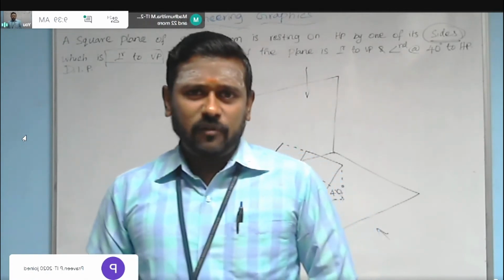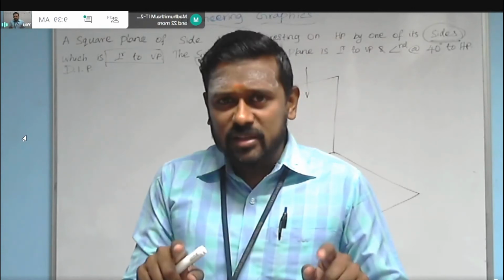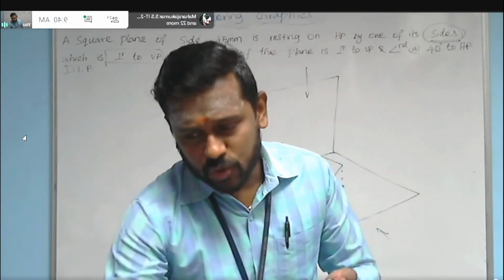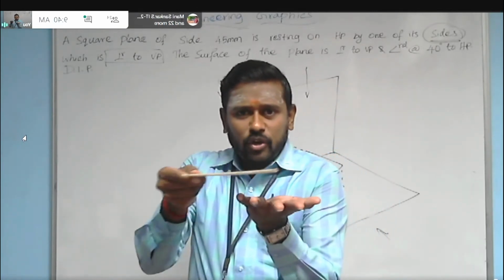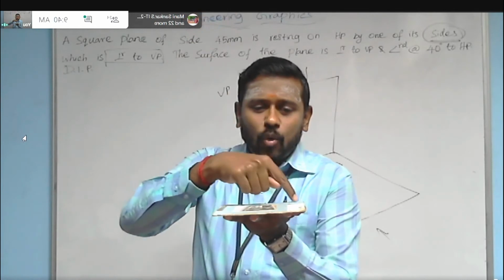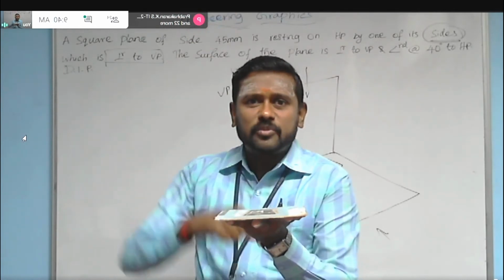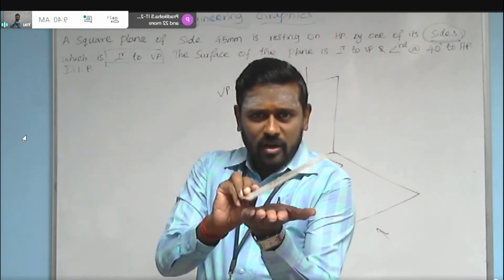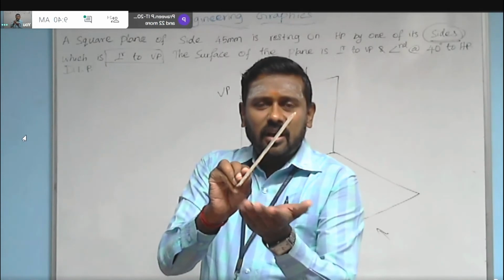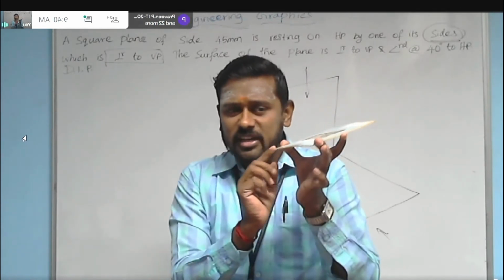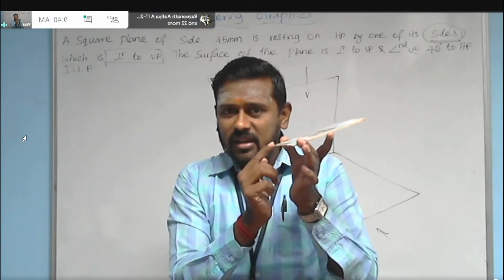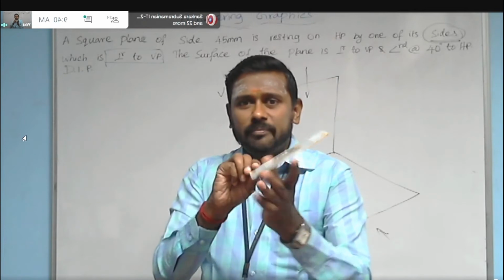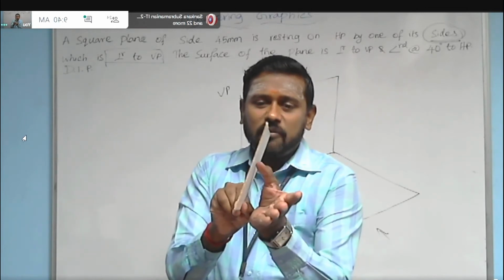Definitely not. You are not going to get the exact square surface in the top view, because only when our square plane is purely parallel to the horizontal plane can you see the original square shape when you look from the top. But now this square plane is resting on HP by one of its base edges, which is perpendicular to VP. Consider this straight line, the resting edge, which is perpendicular to VP, and the surface of the square plane is inclined 40 degrees to HP.